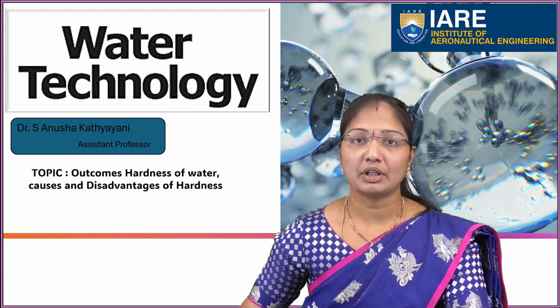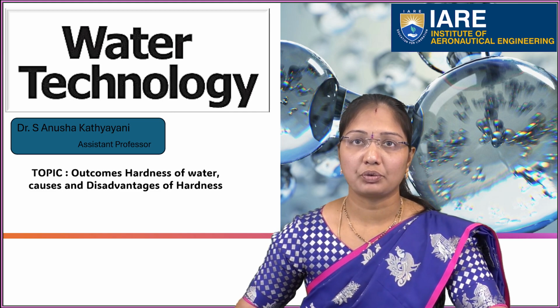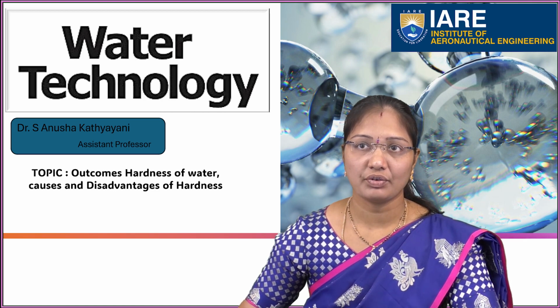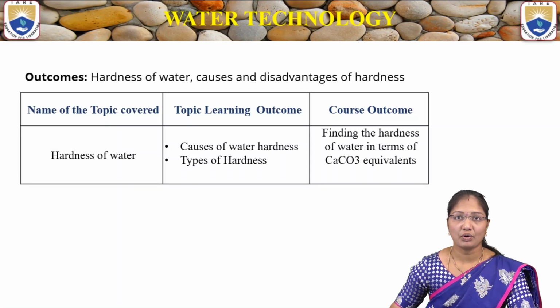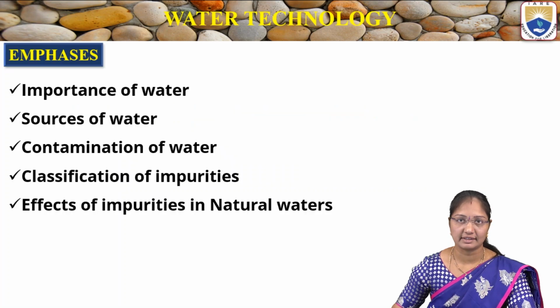So, here we are going to see the topics. The water technology outcomes are hardness of water, causes and disadvantages of hardness. The hardness of water topic covered here gives the topic learning outcomes like causes of water hardness and types of hardness, and then course outcomes: finding the hardness in terms of calcium carbonate equivalence.